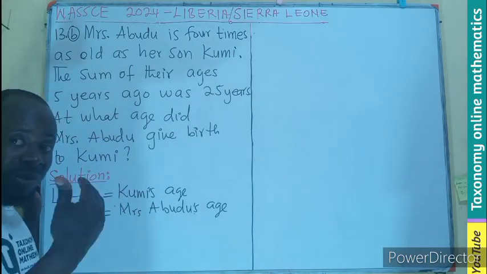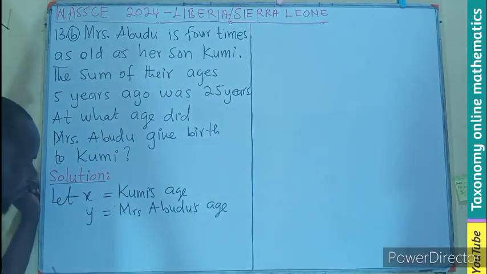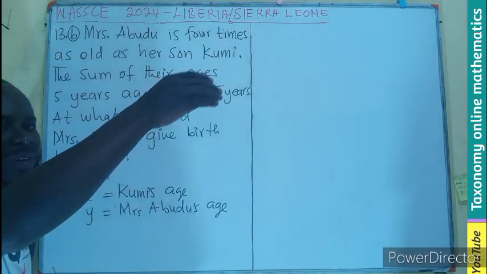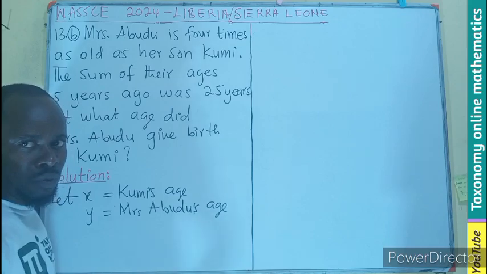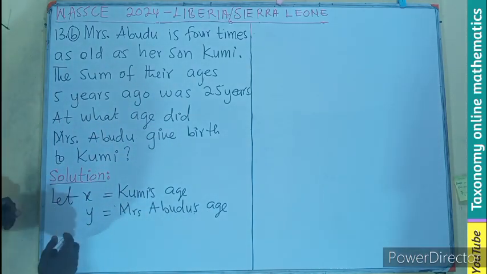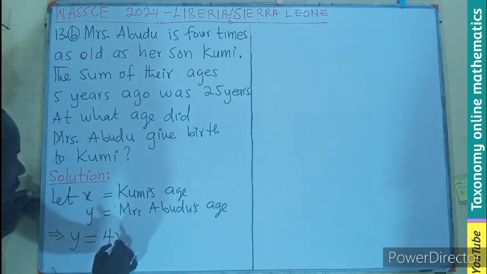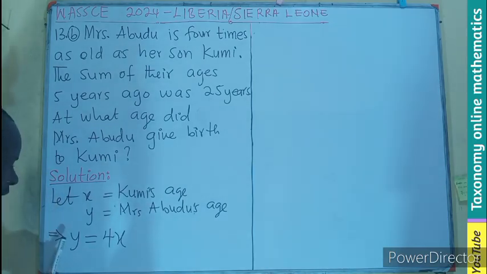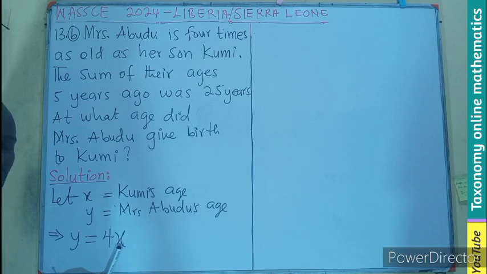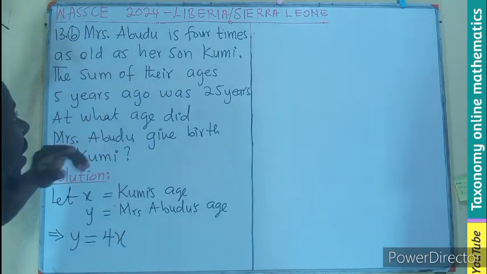Now, these variables represent their ages now. If Mrs. Abudu is 4 times as old as Kumi, meaning 4 times the age of Kumi, we can write this expression as y equals 4x. The age of Mrs. Abudu is 4 times the age of Kumi. So if Kumi is 4, 4 times 4 will give us the age of Mrs. Abudu.